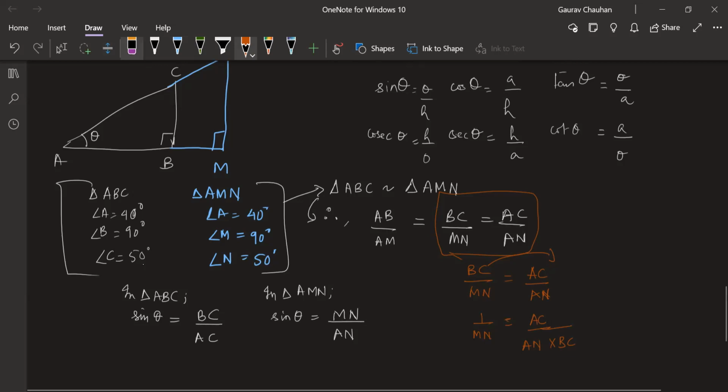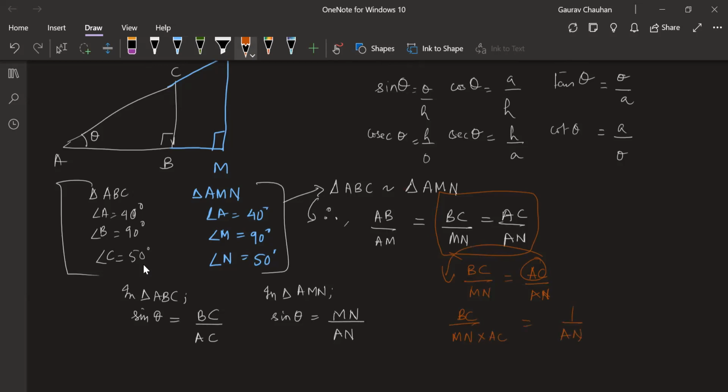Actually, let's do it the other way around. Let's take AC to the left hand side denominator. Now it's all in multiplication, so BC by MN into AC is equal to 1 by AN. Next, I'm going to take this MN to the other side, so it becomes BC by AC is equal to MN by AN.